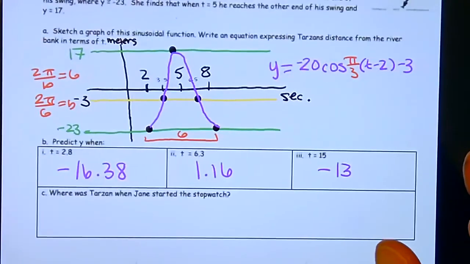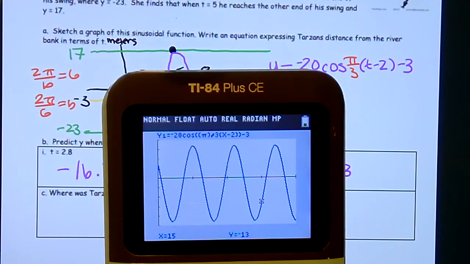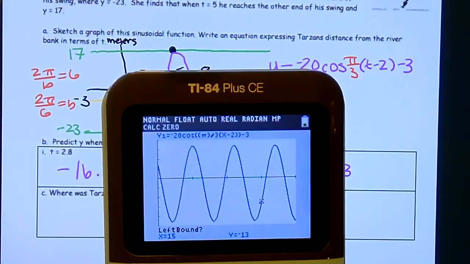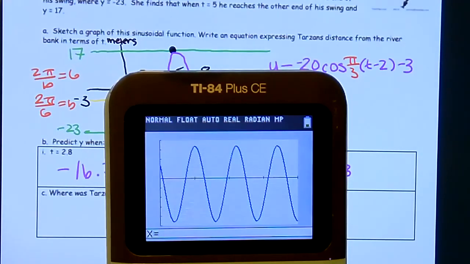Now it's asking us where was Tarzan when Jane started the stopwatch? So Jane started the stopwatch at 0. Okay, so I can do second and calc, number 2. I want value. I want when my x is 0, and that is at 7.